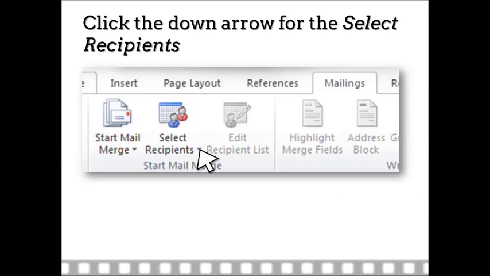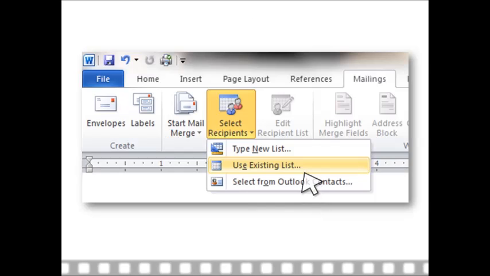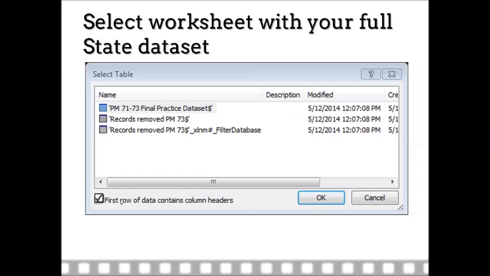The next step is to go to the Mailings tab, and you click on the down arrow for the Select Recipients. Then you choose the Use Existing List, and you navigate to your spreadsheet that has the list of all of the respondents to your performance measure.